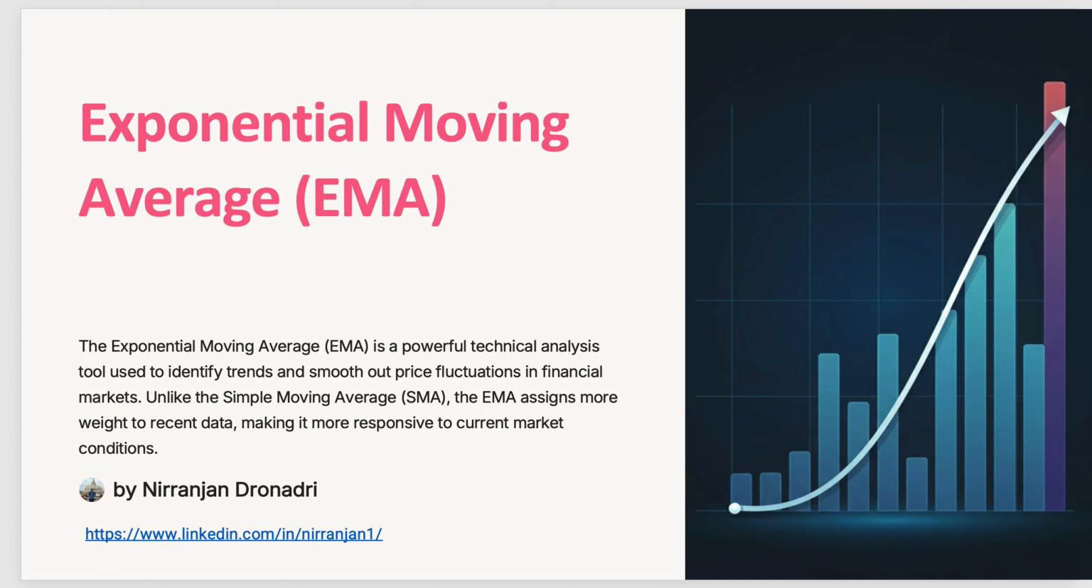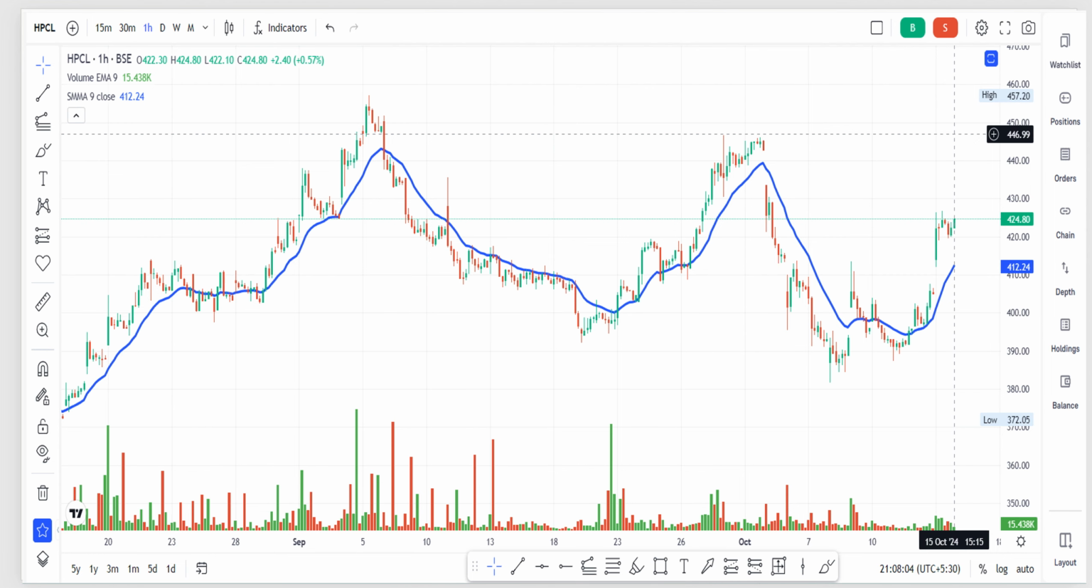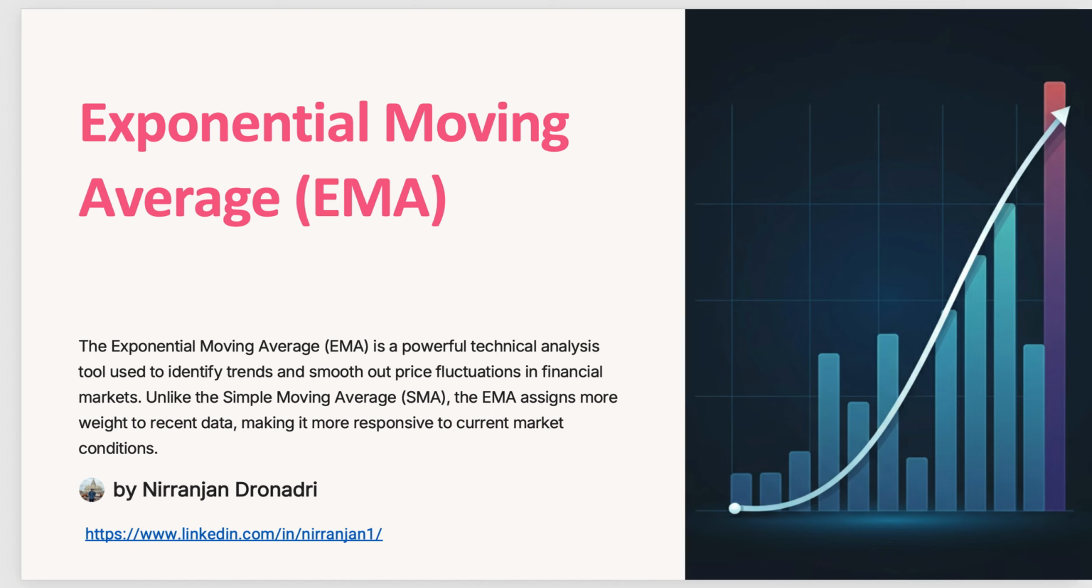I'll read this and then come to the disclaimer, and then we will come to the examples, flooded with examples. This video is going to definitely change the way you look at exponential moving averages. I can't believe I started trading before knowing this; I have seen a lot of difference in my trading style. Exponential moving average is a powerful technical analysis tool used to identify trends and smooth out fluctuations. Unlike SMAs, which give equal weight to all the data, EMAs assign more weight to the recent data, making them more responsive to current market conditions.